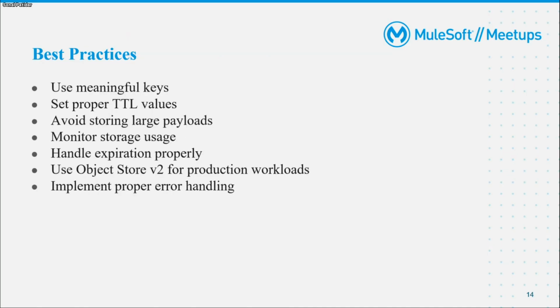And some best practices for the object store include using meaningful keys when storing the keys, setting proper TTL values, avoiding large payloads, monitoring usage, and using object store v2 in production. When we deploy our application, there will be one option available for object store v2. Select that option.